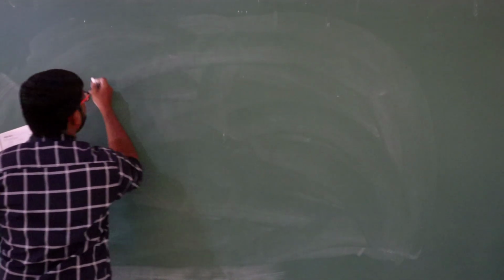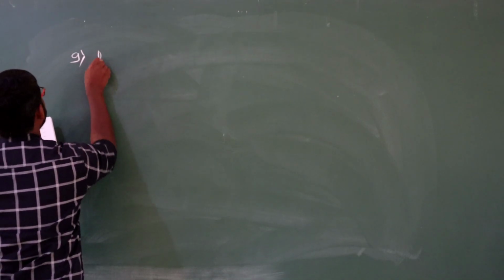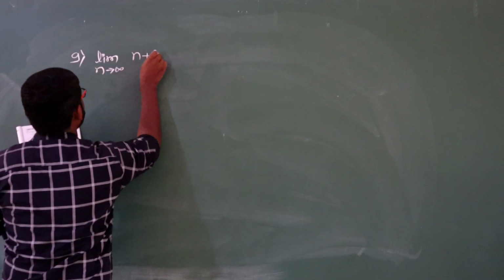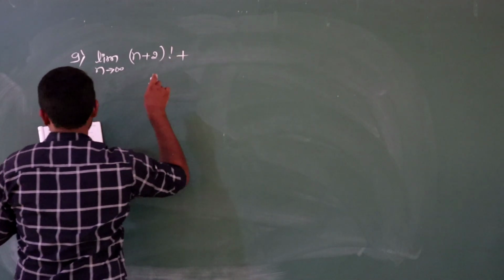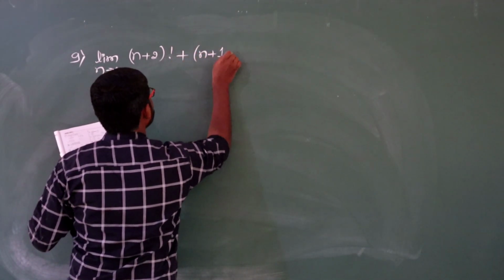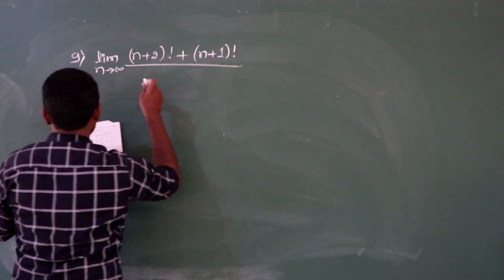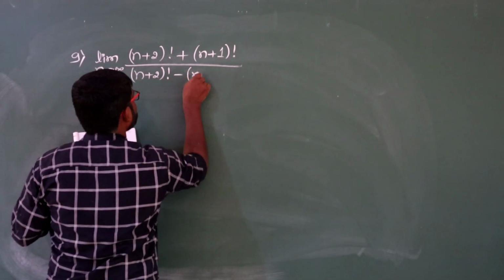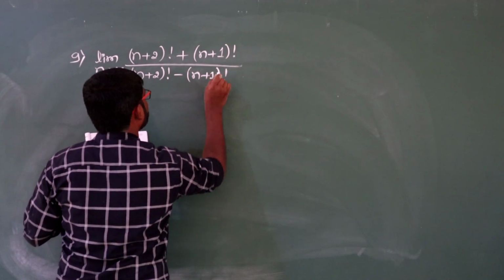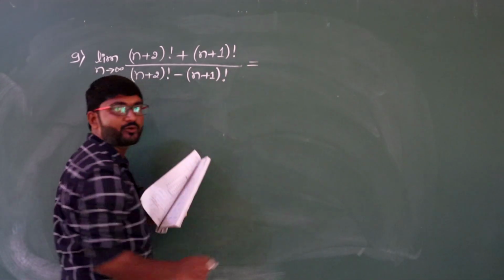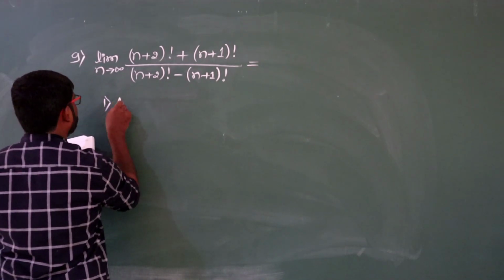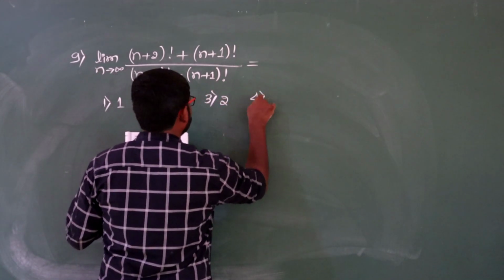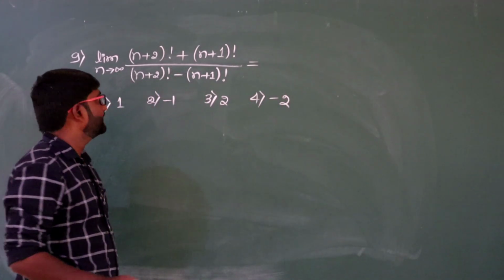Well, the next question it is question number 9. Limit n tends to infinity, n plus 2 factorial plus n plus 1 factorial divided by n plus 2 factorial minus n plus 1 factorial, and the four options are option 1 it is 1, option 2 it is minus 1, option 3 it is 2, option 4 it is minus 2. So let us evaluate this now.